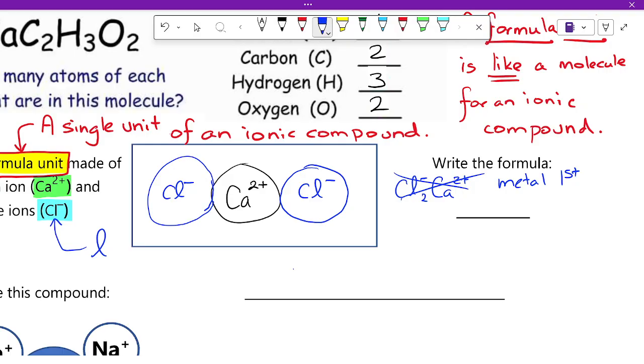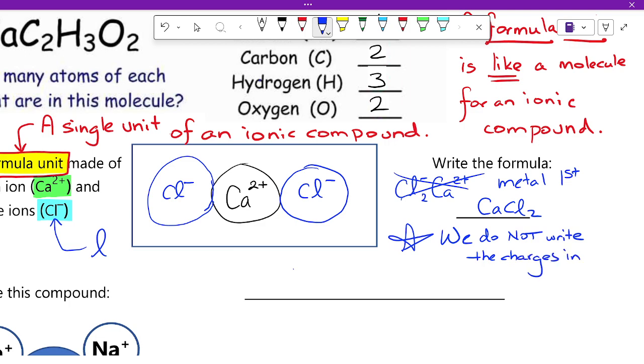Do you need to write the charges? That's a very good question. I haven't told you that yet. And the answer is no, we do not write the charges in ionic compounds. So it is just CaCl2. We do not write the charges in the formulas of compounds.